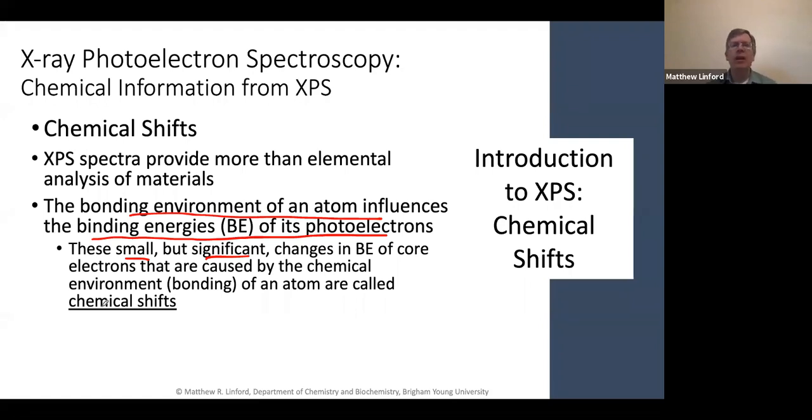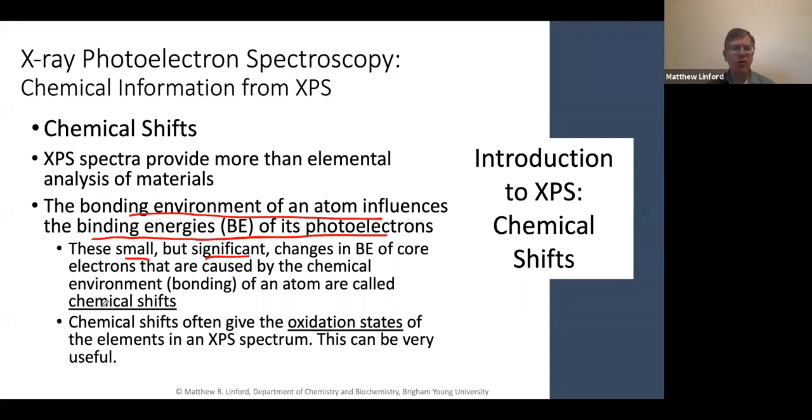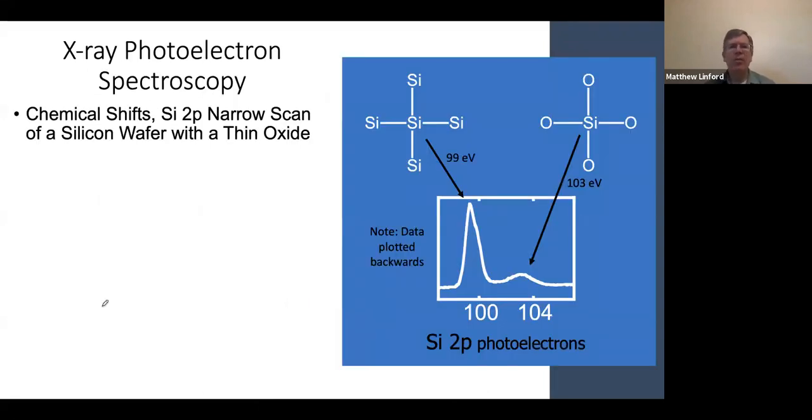In any case, because of different bonding environments for elements, we get shifts in the binding energies of those electrons, and those are the chemical shifts. And these, again, tell us about the oxidation states of the elements. Let's give an example right here, and this is a really common example. We're talking about a silicon wafer that has a little bit of native oxide on top of it. Many of us have worked with silicon wafers. They're shiny. They have a gray metallic luster to them. A silicon wafer will, in general, have a very thin layer of native oxide on top of it. You can measure this by ellipsometry, and it's about 1.5 nanometers thick. That's a typical number for this oxide layer.